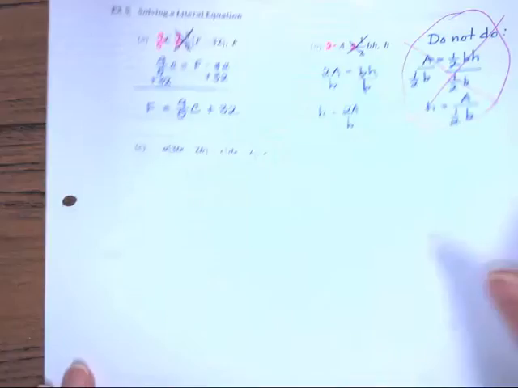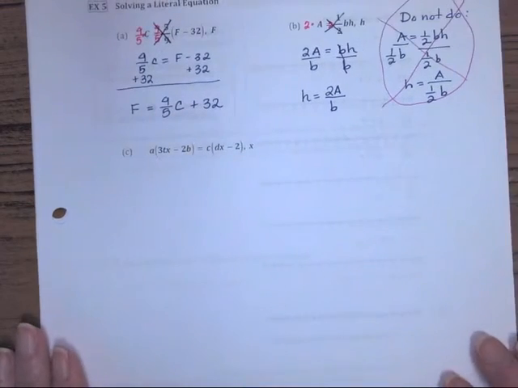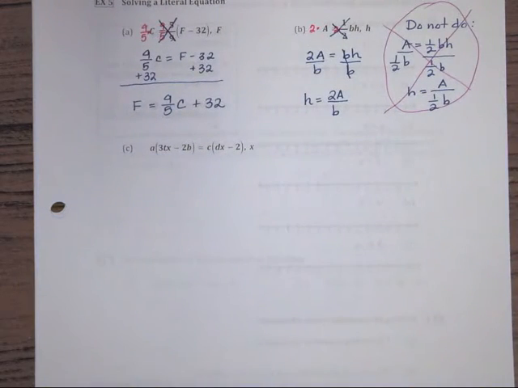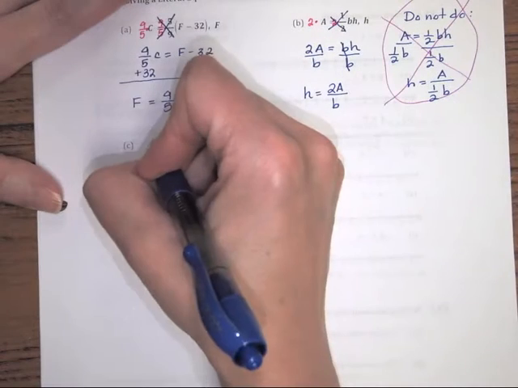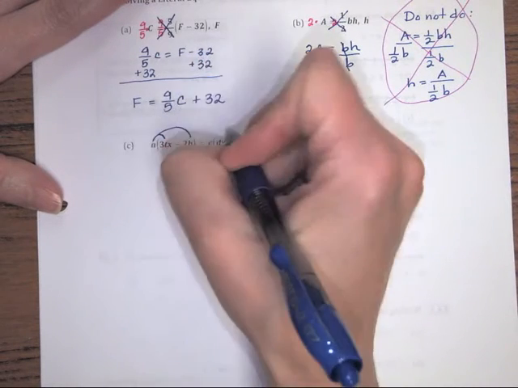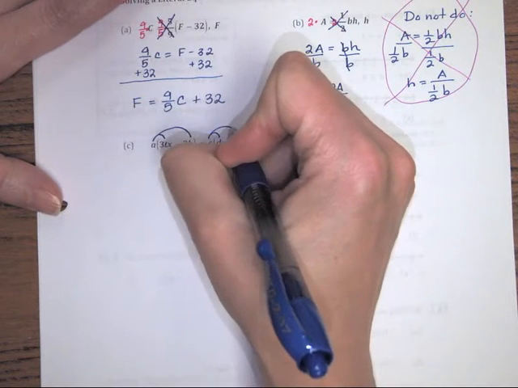So turn to page 11 of your notes, and you'll see example C we haven't done yet. And in example C, we have a formula which has an A, a T, an X, a B, a C, and a D. And what we want is X by itself. First thing to do, it looks like distribution, right? Distribute. So we're going to distribute here, here, here, and here.